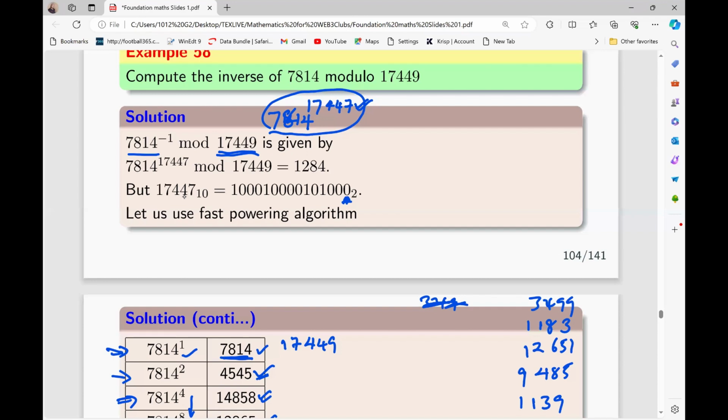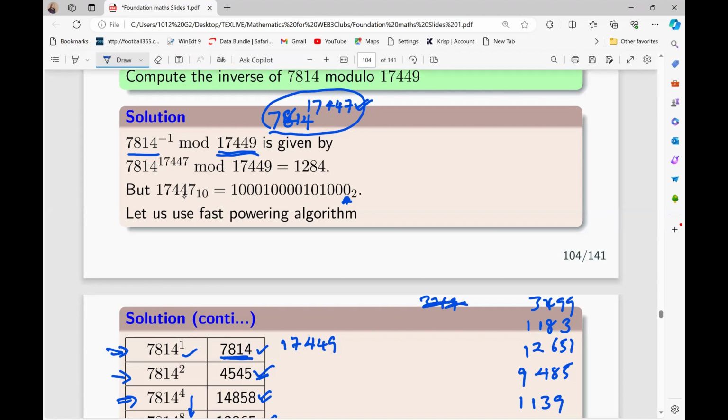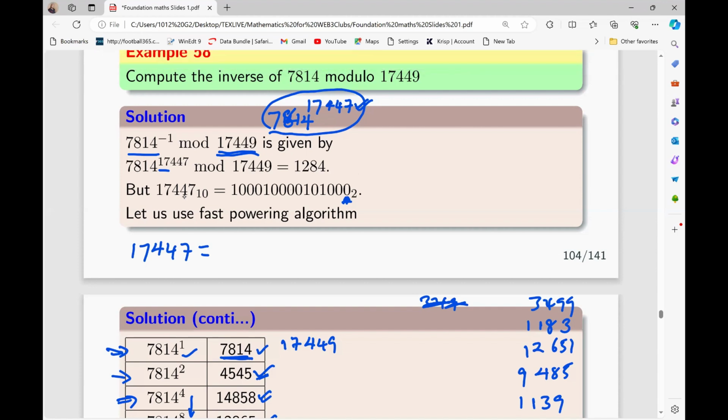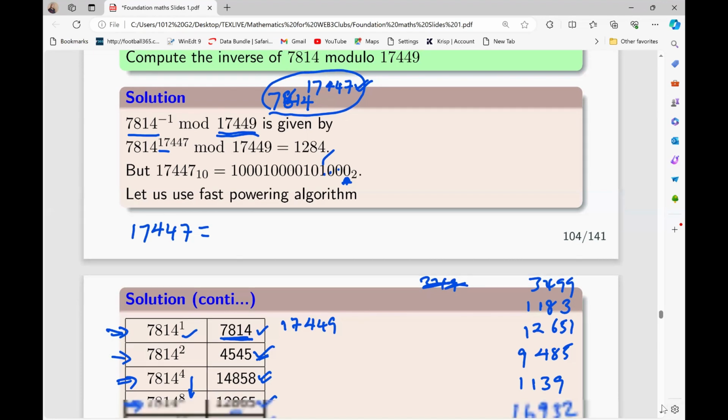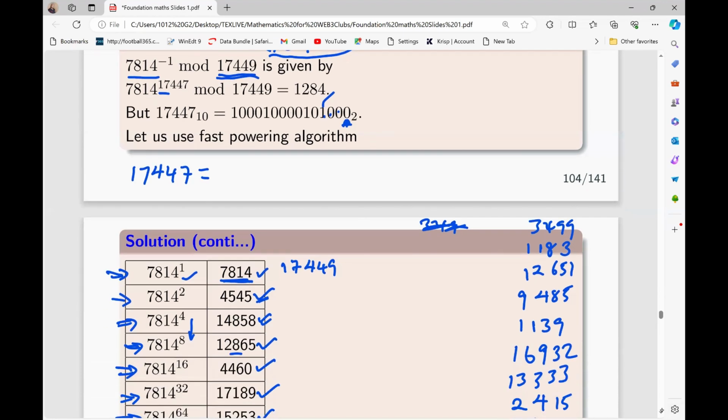So it means this number will not be part of our combination. So when you want to get the power, which is 17,447, you count 1, 2, 3, 4. The fourth one, just count the power 4. The fourth one going down, 1, 2, 3, 4. That is power 8.